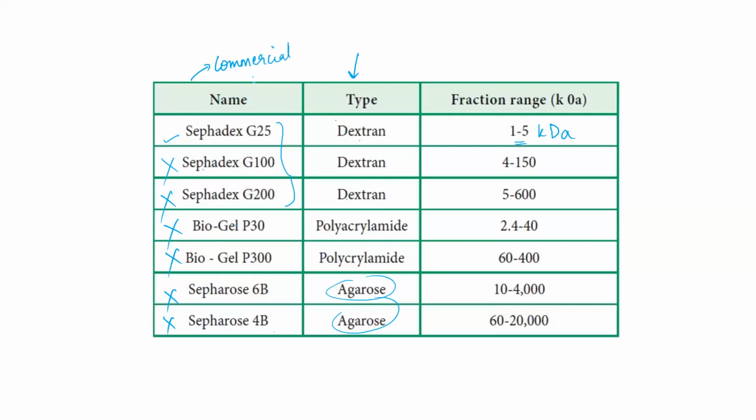These are the commercial names. These things are available and you can order them. By this commercial name, Sephadex G25 is available. The polymer here is dextran, and the pore size is good for separating your analyte, which ranges from 1 to 5 kilodaltons. If you have something of a higher range, then you can choose your matrix based on that.